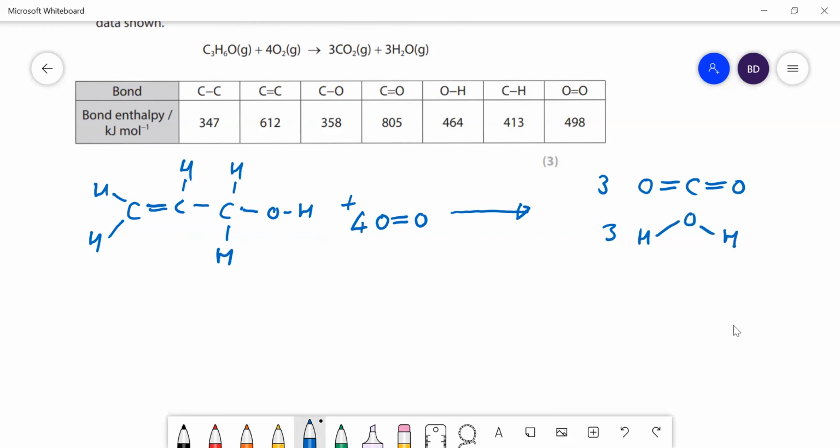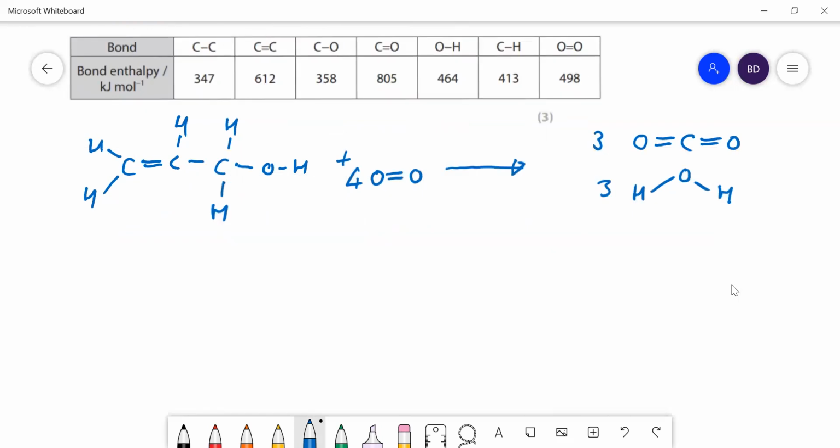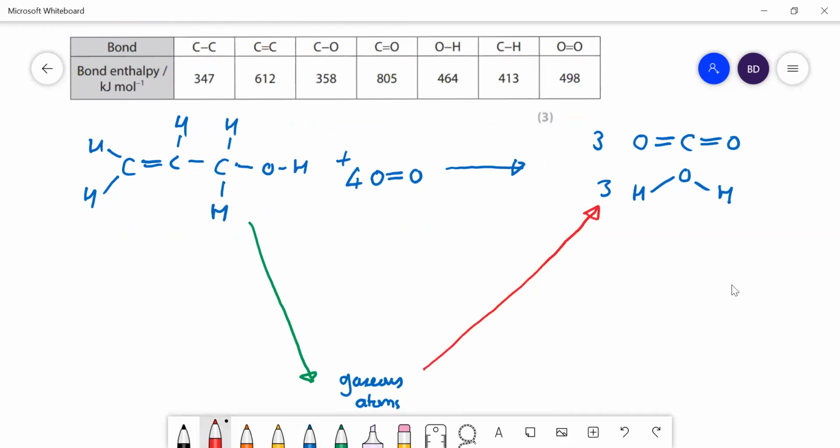So the way I like to do these is I say I'm going to break up all of the bonds here and make gaseous atoms. So not O2 and so forth, just single gaseous atoms, and then we're going to build them all back up again into the products, the red arrow there. Now this is breaking bonds, so this is endothermic, so all these values are going to be positive.